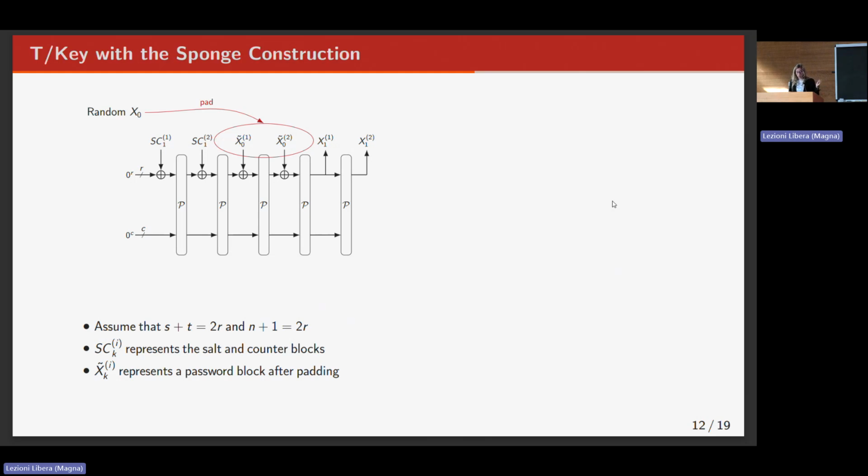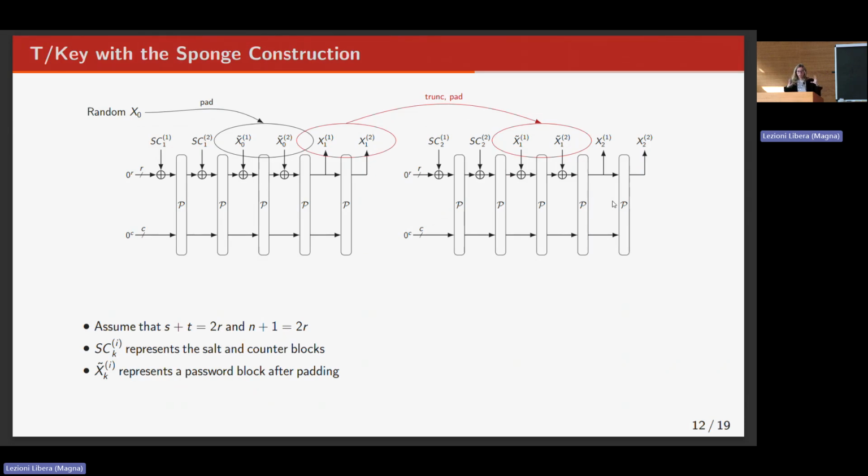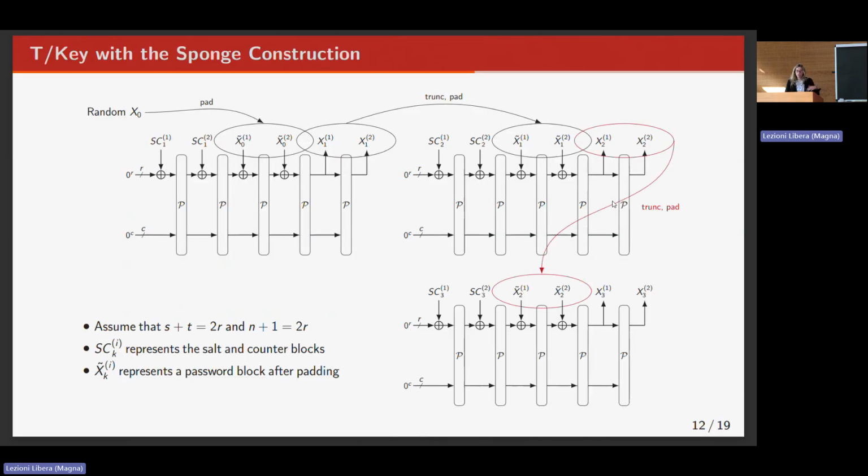The blocks are added and absorbed, and then the digest is extracted, and we therefore obtain the first chaining value. Well, you actually need to truncate it in order to get the next password. And you can pad it again in order to plug it into the second instance of the sponge with the second salt and counter. You squeeze again, and then you truncate again, etc. So this is how you obtain this hash chain with the sponge construction.